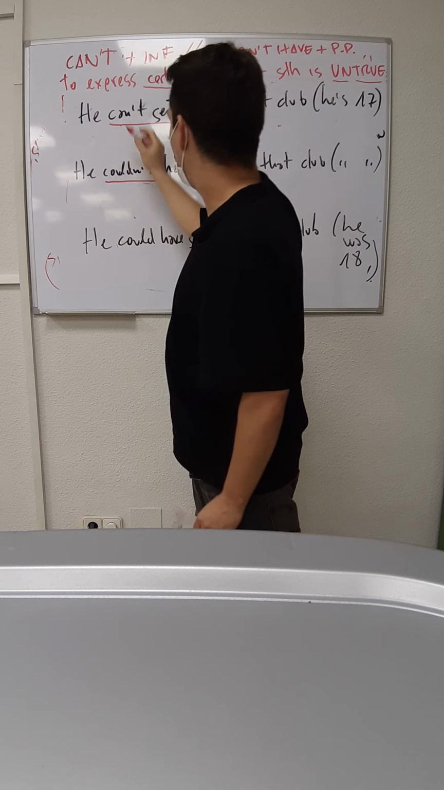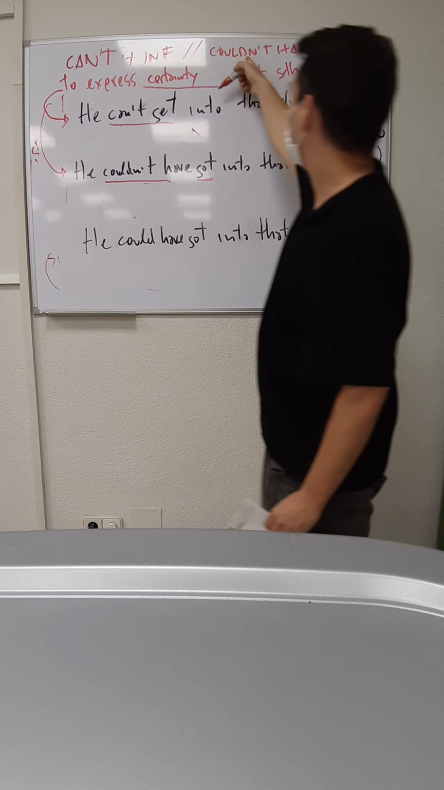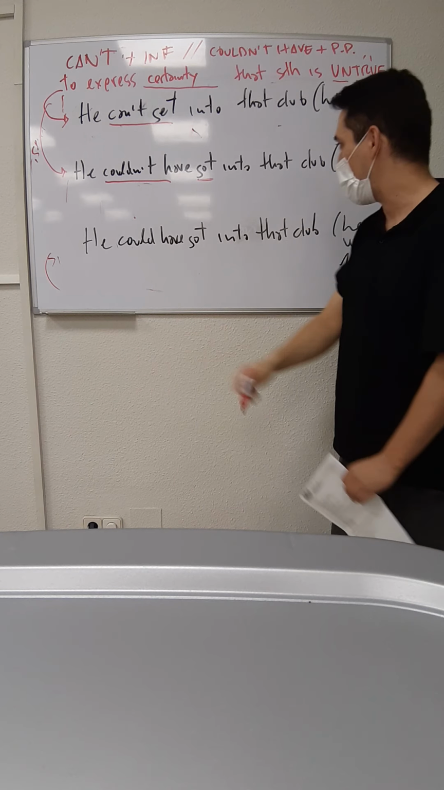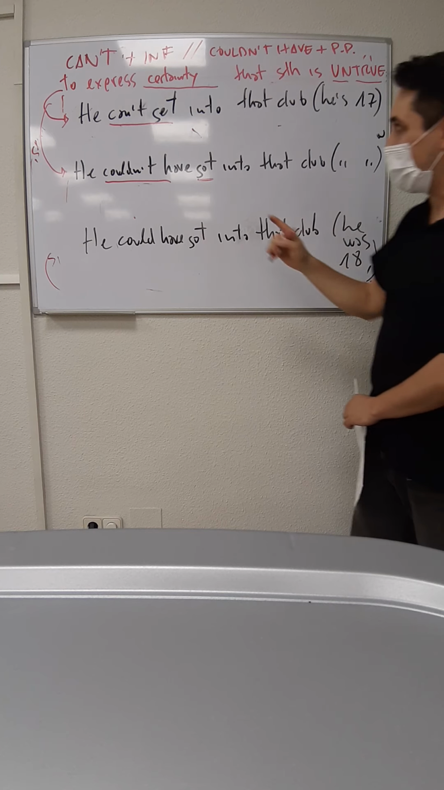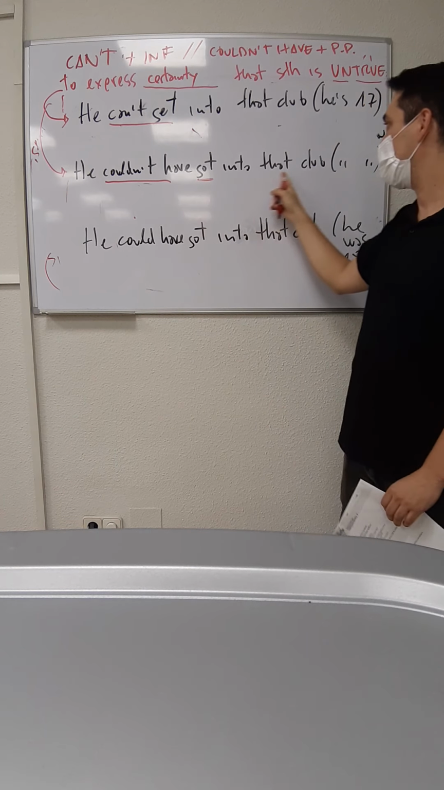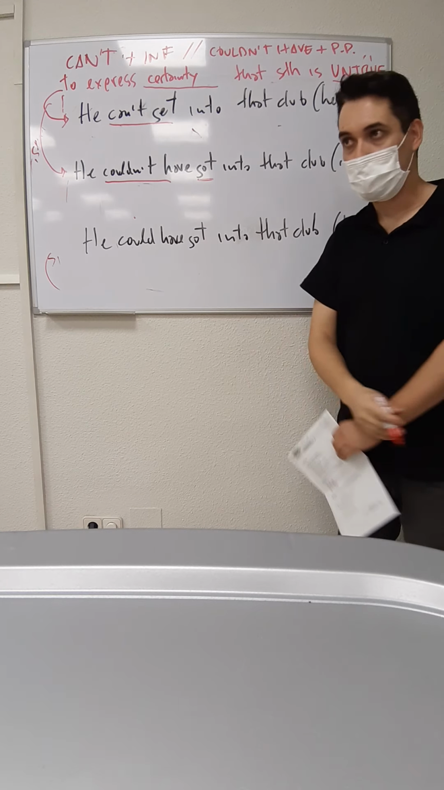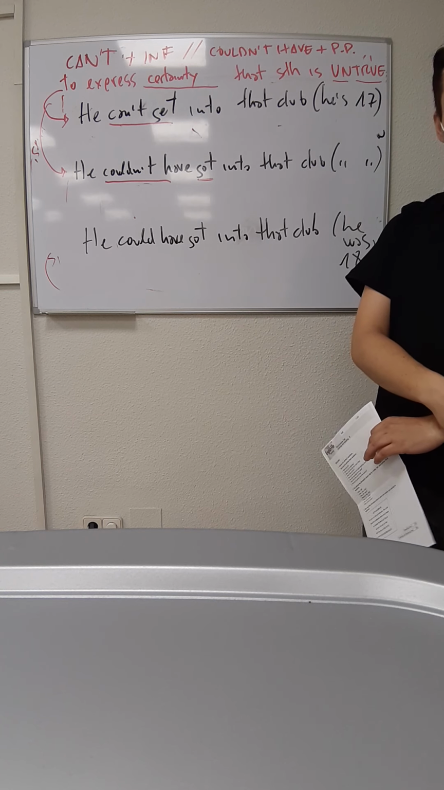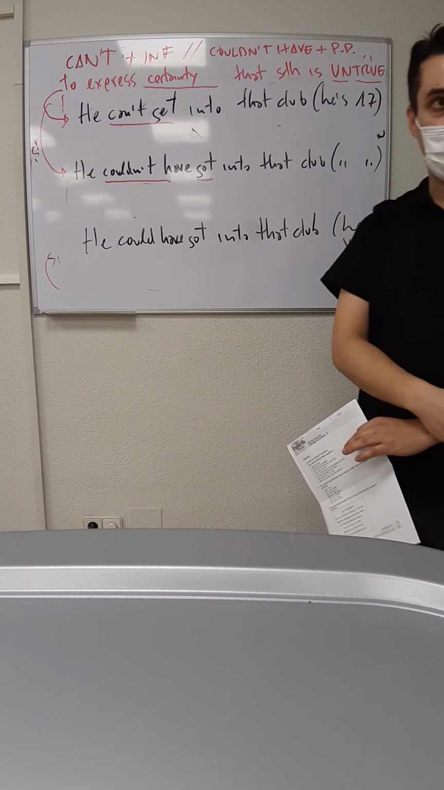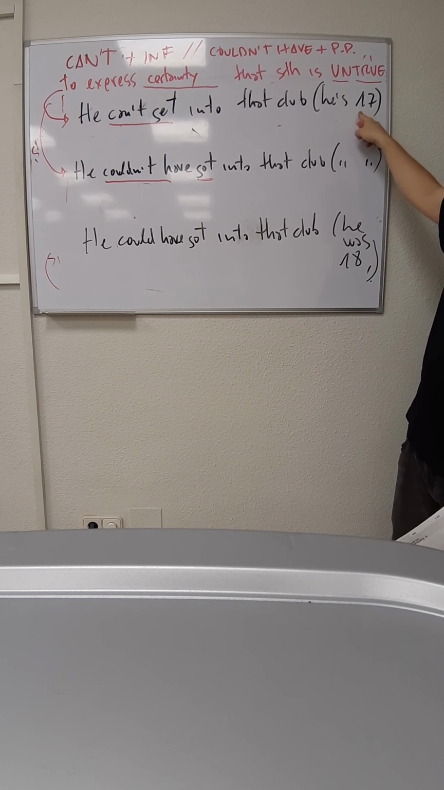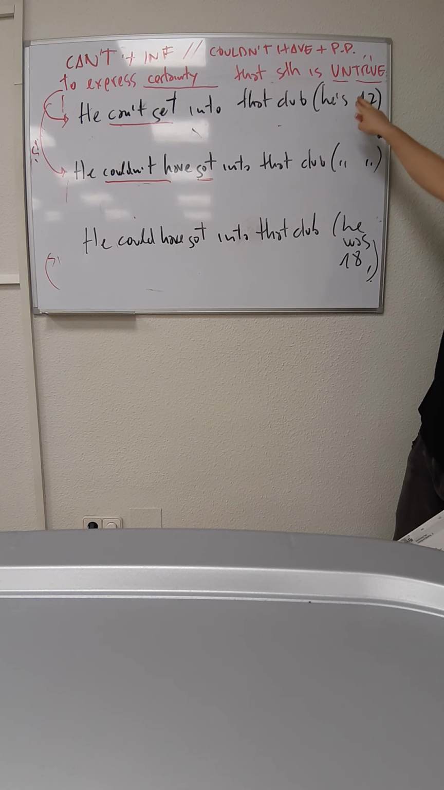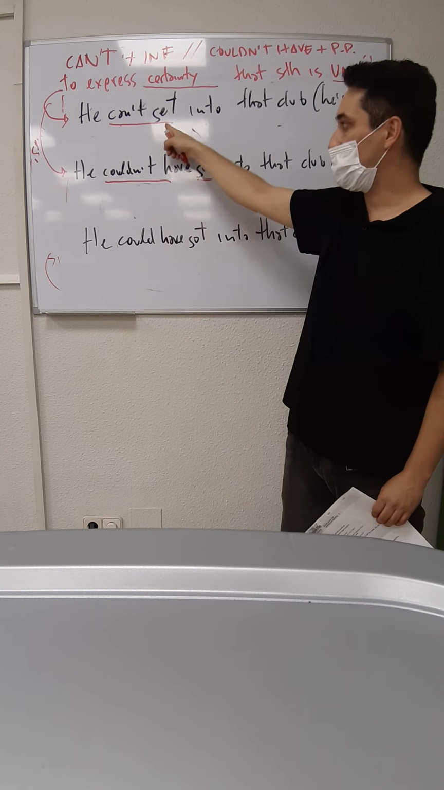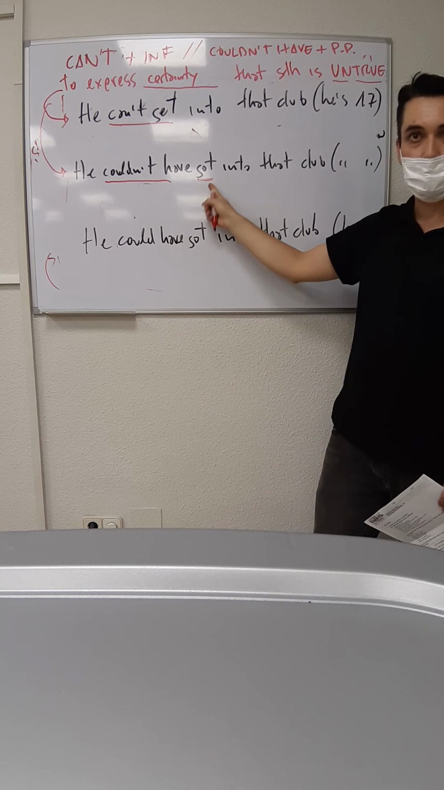And the same goes here. I can also use this expression, couldn't have plus past participle. He couldn't have got into that club. He's 17. Again, I'm expressing certainty that this is untrue. Impossible. Is it based on evidence or not based on evidence? Based on evidence. What is the evidence? That I know that he is 17. So, to express certainty that something is untrue, based on evidence, I can use can't plus infinitive or couldn't have plus past participle.